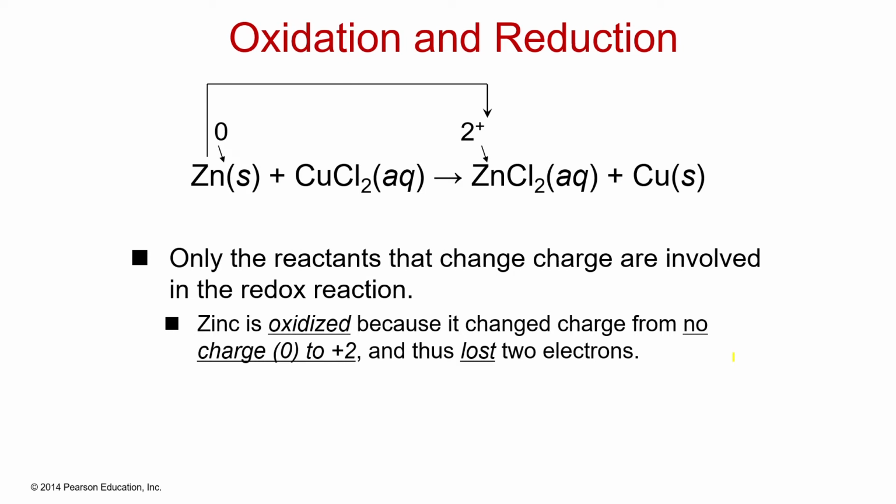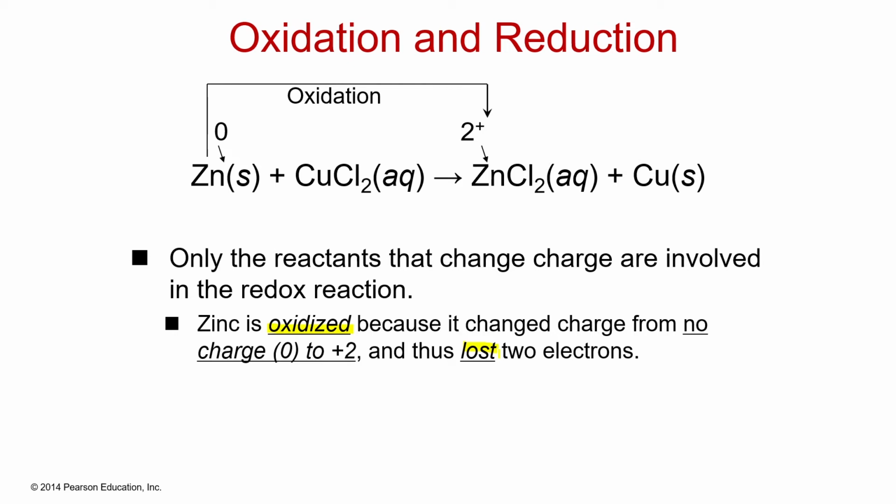So we say that zinc is oxidized because it changed its charge from no charge to +2. In other words, it lost 2 electrons. Under OIL RIG, oxidation is loss. So we would say that is the oxidation half of the redox reaction.